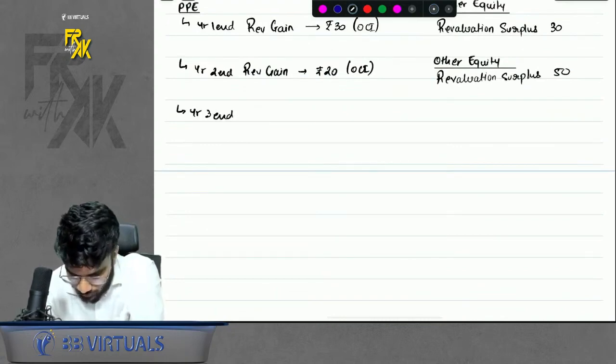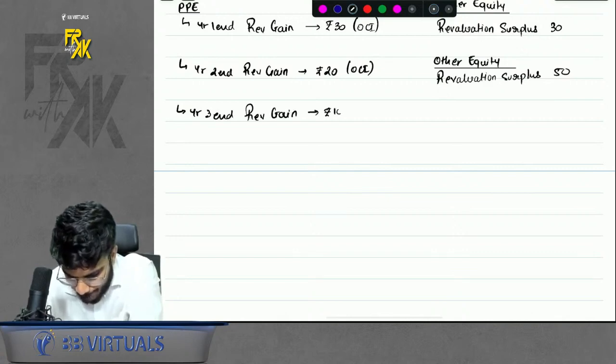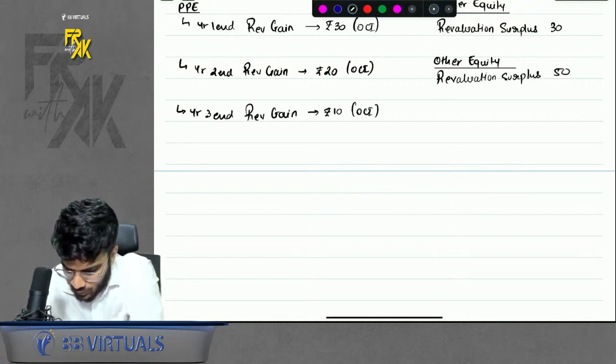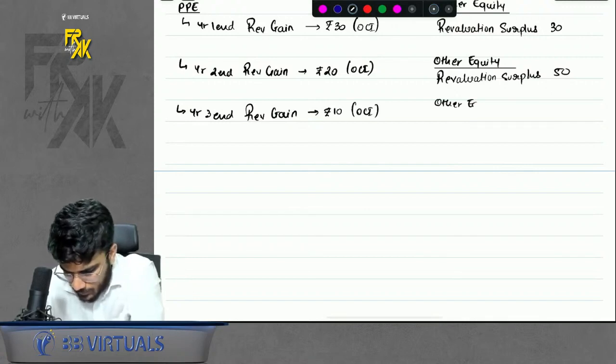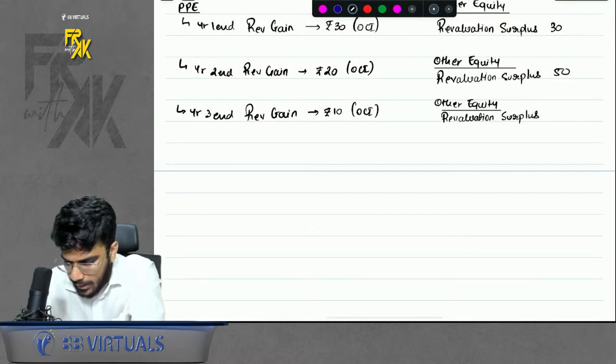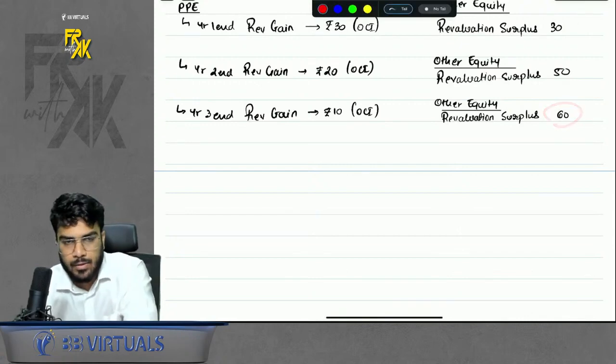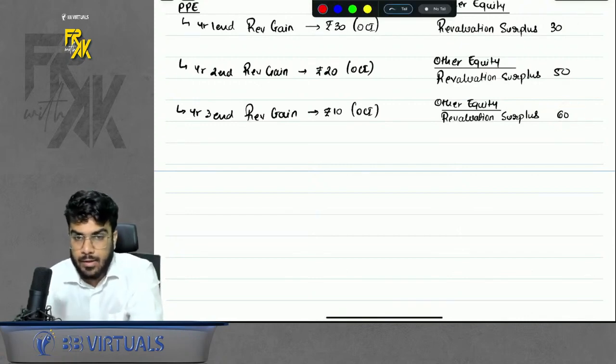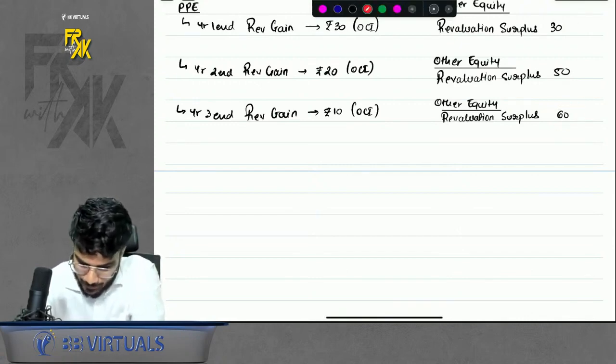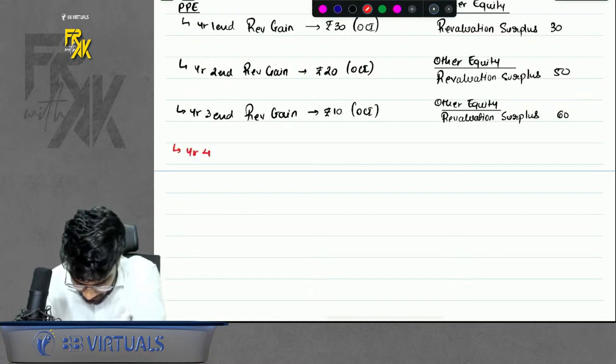Okay, sir. Now in year 3 again, we performed a revaluation. Again we got a gain of rupees 10, which was transferred to OCI. In other equity, our revaluation surplus will now be 60, right? Cumulative. Okay, sir. Noted.